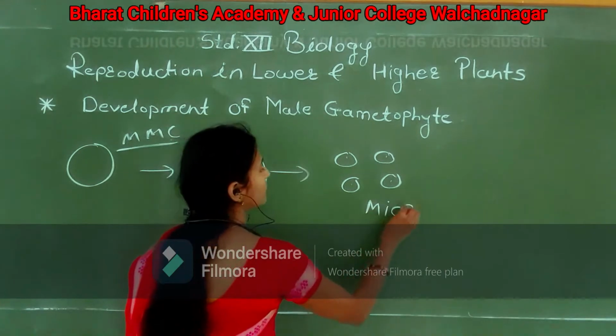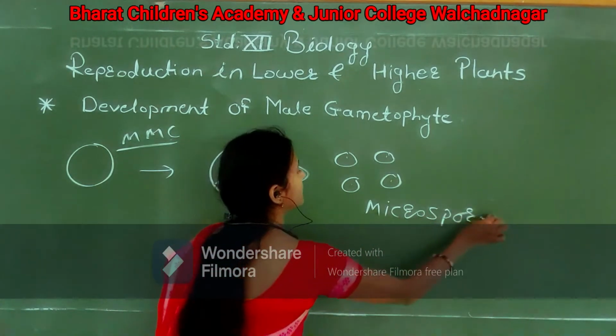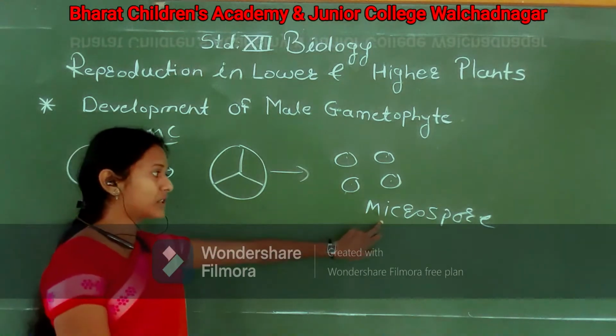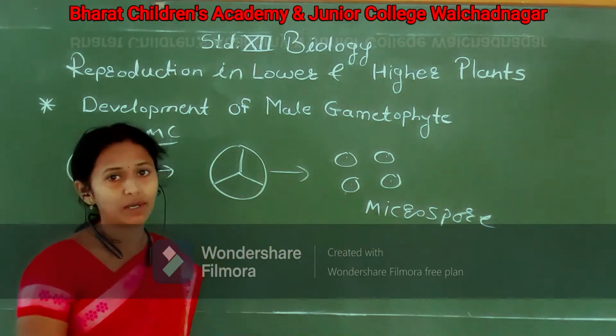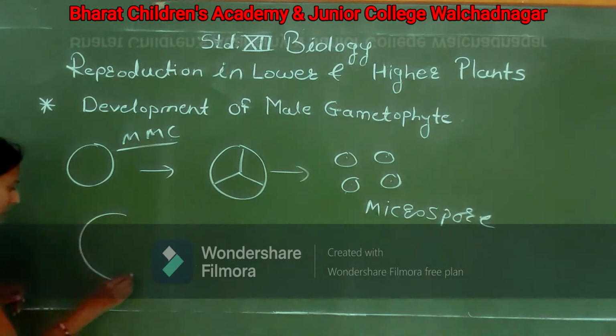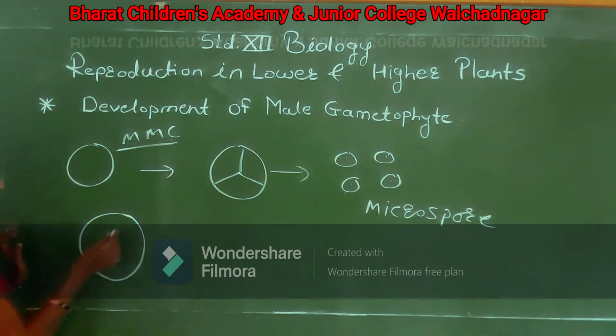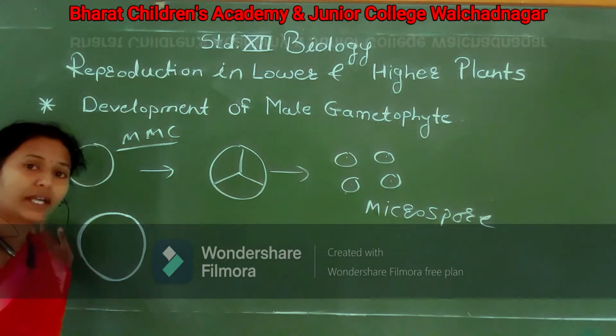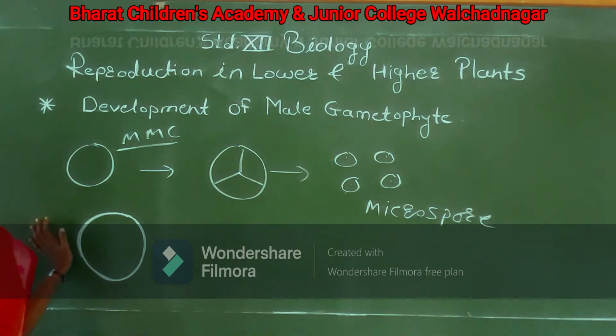These are the microspores, and from each microspore the pollen grain develops. So see the structure of the pollen grain. Before that, this microspore has its own plasma membrane. And around this microspore, 2 layers are formed, that is the intine and the exine. Intine is the inner layer, exine is the outer layer.